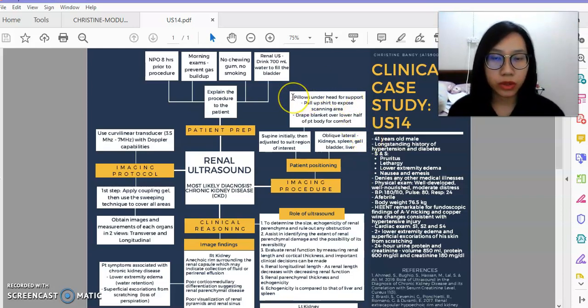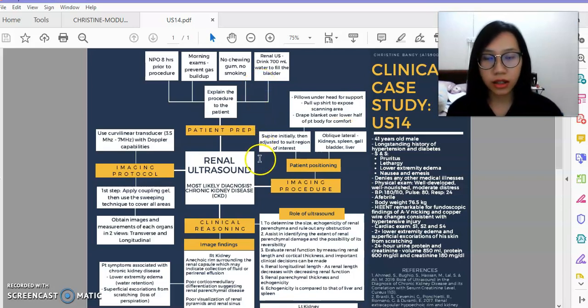So when we put pillows under the head for support, we will also pull up the patient's shirt because we want to expose the scanning area, which is the abdomen. Then we will put a blanket over the lower half of the patient's body for comfort. Then we can proceed to scanning, take the ultrasound scanning for the patient.